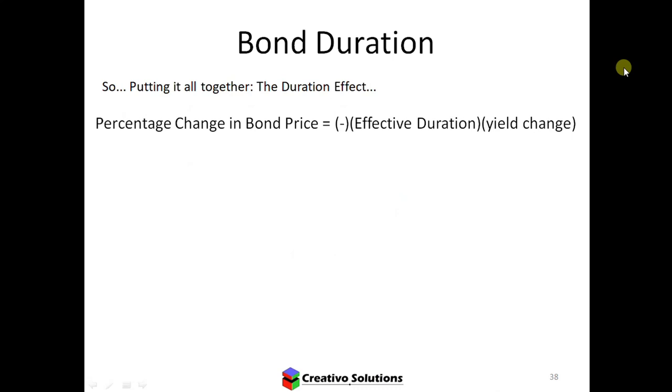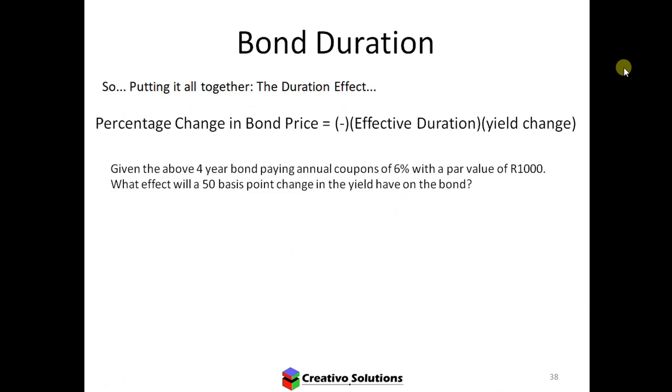All right, so putting this all together, it's simple. We just worked out the one. We need to calculate the change in bond price by taking effective duration into consideration, as well as the change in the yield. So when we're looking at this particular question, I've got a given 4-year bond paying annual coupons of 6% per annum with a par value of 1,000. What effect will a 50 basis point change have in the yield available to this particular bond?